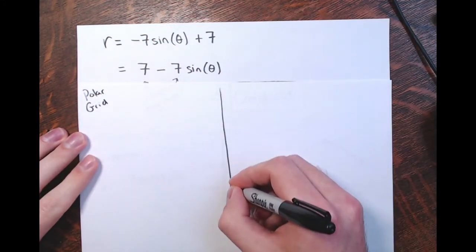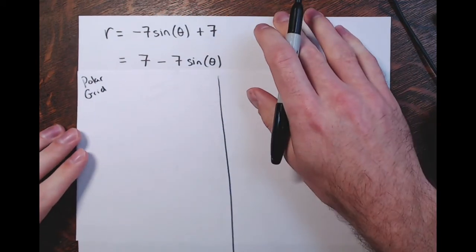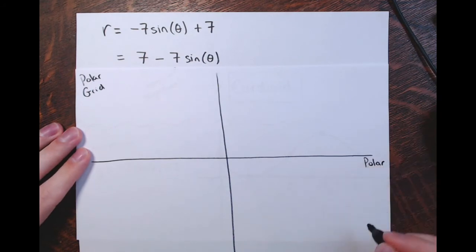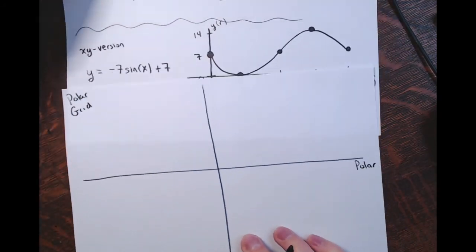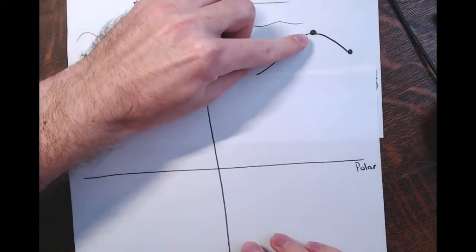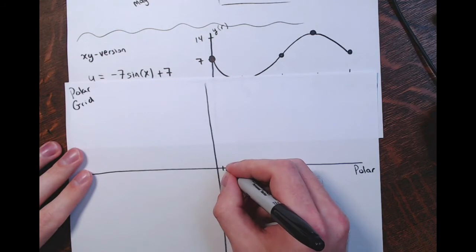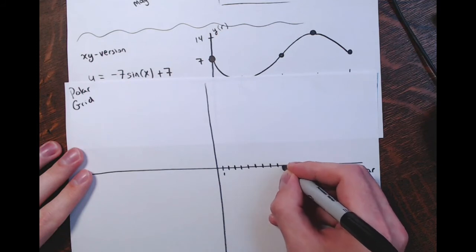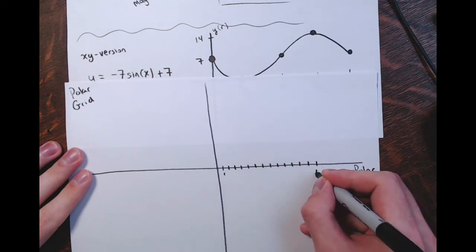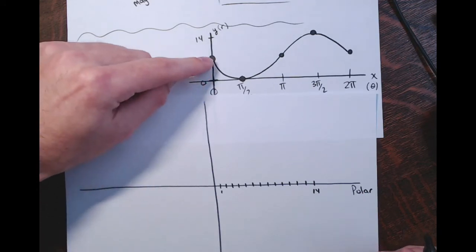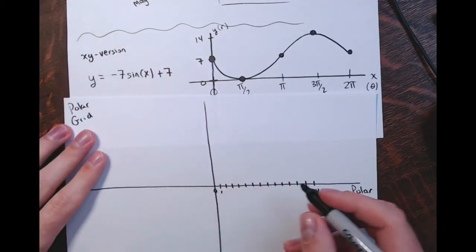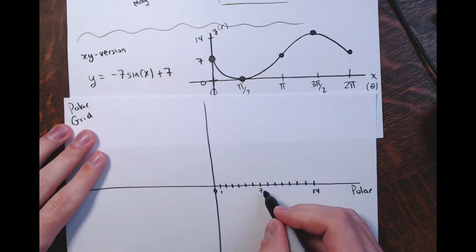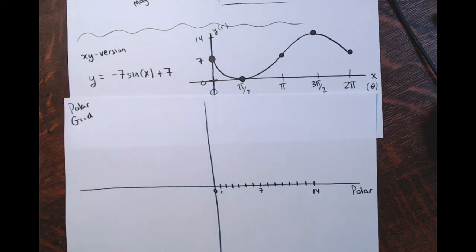So you have a vertical axis, which really does nothing, and the horizontal axis, which is that polar axis. I noticed in my graph here, the largest value of r, or y, is 14. So I'm going to go on the polar axis out to 14. So 1, 2, 3, 4, 5, 6, 7, 8, 9, 10, 11, 12, 13, 14. And then I noticed some other values of 7 and 0 came up. 0 is at the pole, and then 7 is here.